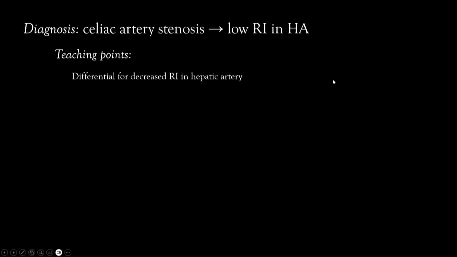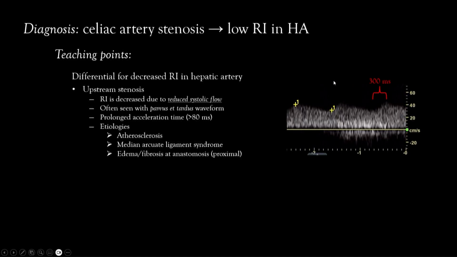So let's talk about the differential for a decreased resistive index in the hepatic artery. In this case, this was due to an upstream stenosis, just atherosclerotic disease, probably the most common thing, especially in older patients. And in this case, the RI is reduced because there's reduced systolic flow. So that normal brisk upstroke is severely blunted. And this is basically the equivalent of a parvus et tardus waveform. You'll have prolonged acceleration time. So in this case, it took about 300 milliseconds to get from the start of the upstroke to the peak of the upstroke.